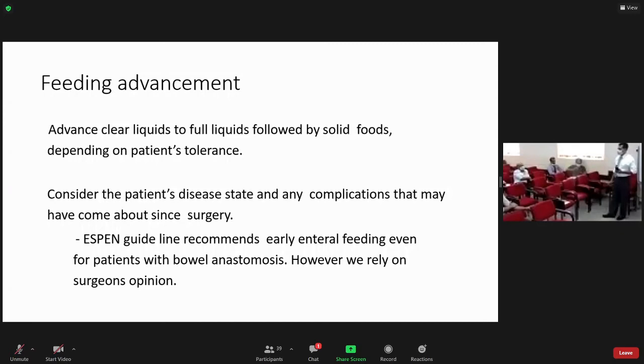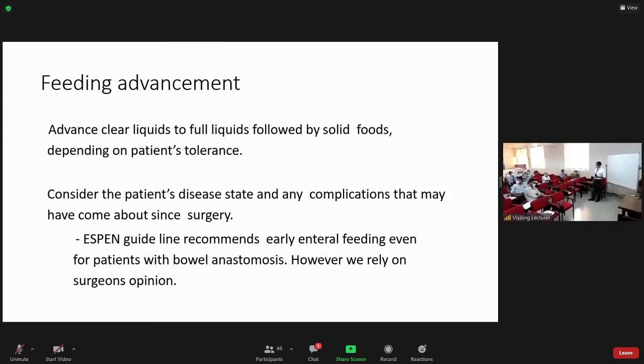If you are feeding through the stomach, of course, the stomach takes some time to recover, whereas the small bowel recovers early. If we have a nasojejunal or nasogastric feeding tube, we can bypass the stomach, for example in patients with pancreatitis who don't tolerate gastric feeding. We can pass a tube beyond the stomach and feed them. After esophagectomy, we can bypass that part and feed them. So we also recommend early feeding.